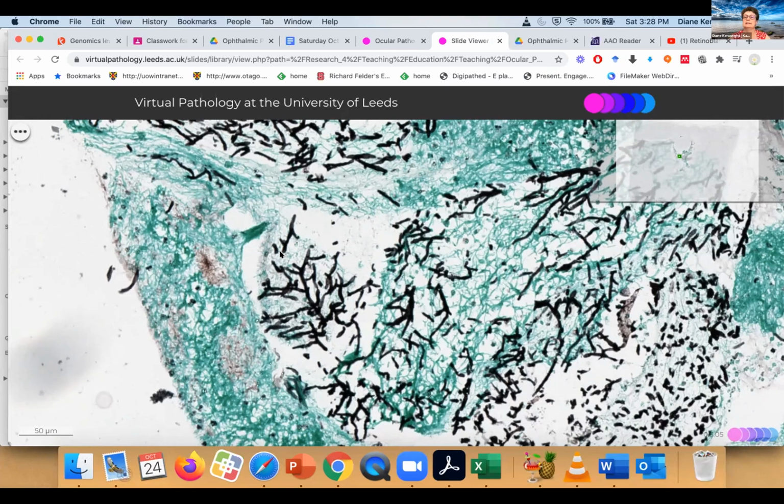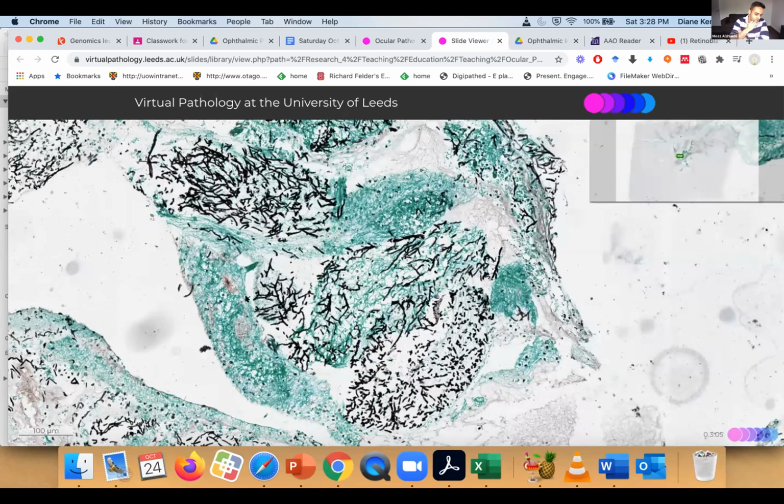What other fungal stain might I do? Let's talk about another fungal stain. Can you tell Amanda in the chat? Acids. Nothing yet.